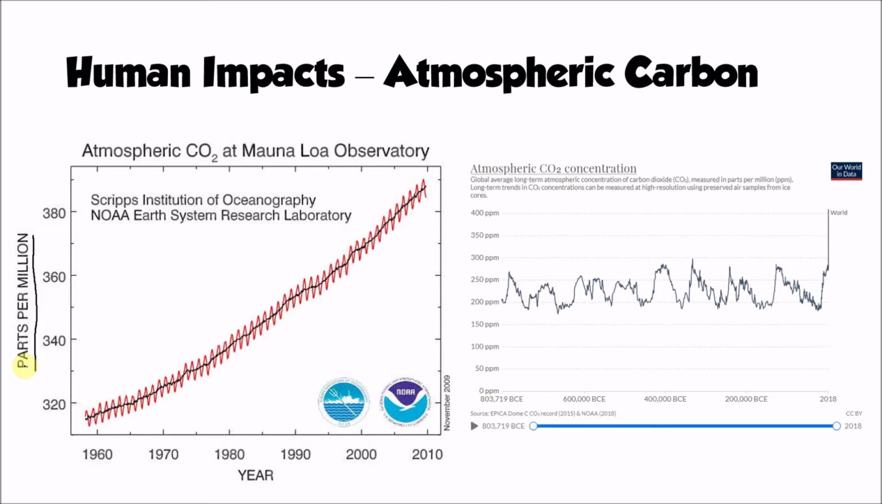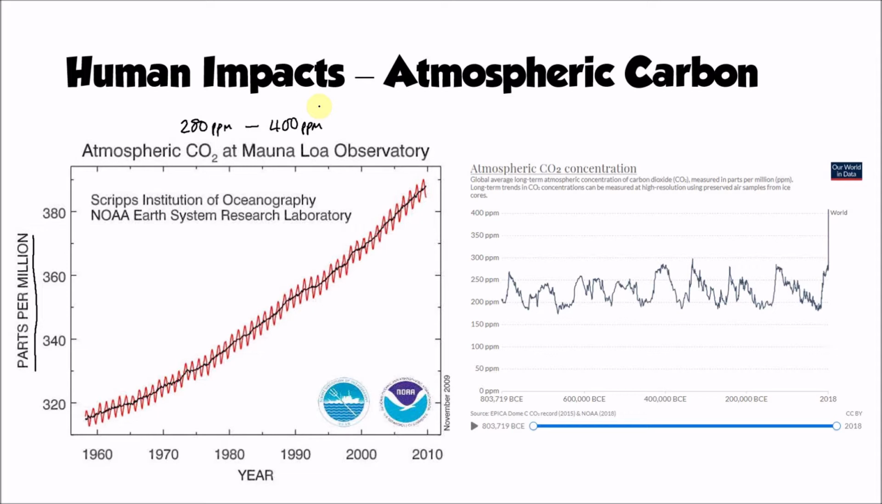Since pre-industrial times, so since the Industrial Revolution around 1850, concentrations of carbon dioxide have gone up from about 280 parts per million to now over 400. This is a really significant change. It's an increase of about 40% over that relatively short period of time.